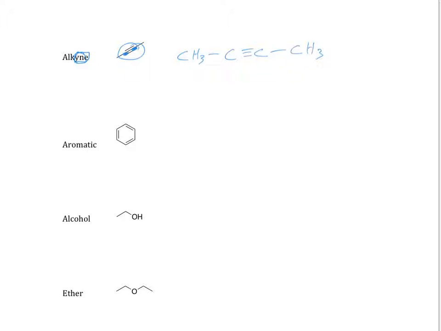Now, benzene ring is only one class of aromatics, right? There's a whole set of rules. You have to be planar, you have to be conjugated, you have to be in a ring, and you have to have a certain number of electrons. But for now, let's just get used to seeing that you're in a ring and you're alternating single-double. Right? So double bond, single bond, double bond, single bond.